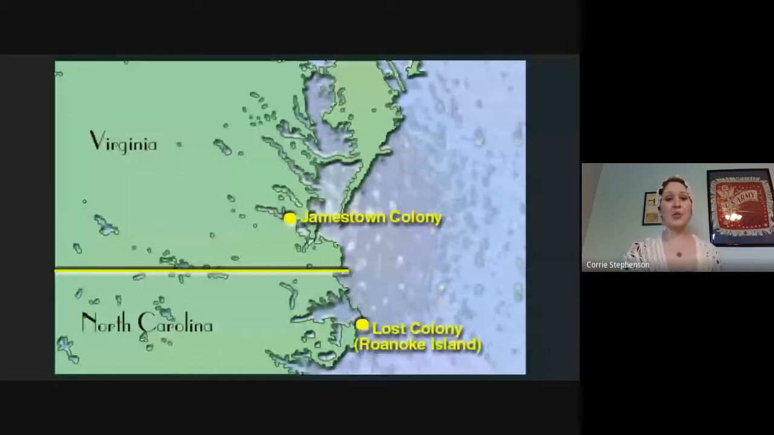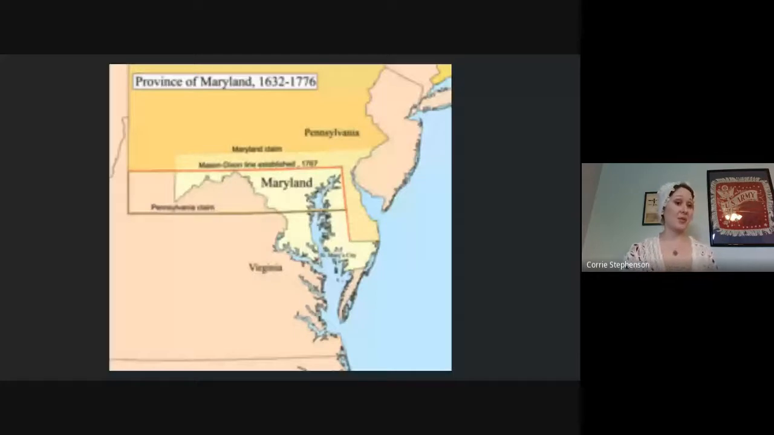Now, Virginia sits in what we today call the Chesapeake. It is not the only colony founded in the Chesapeake during this period. Just above Virginia, we have the founding of Maryland. Maryland is very different. It was not founded by a company. It is what we call a proprietary colony. So this was land given to a private individual.